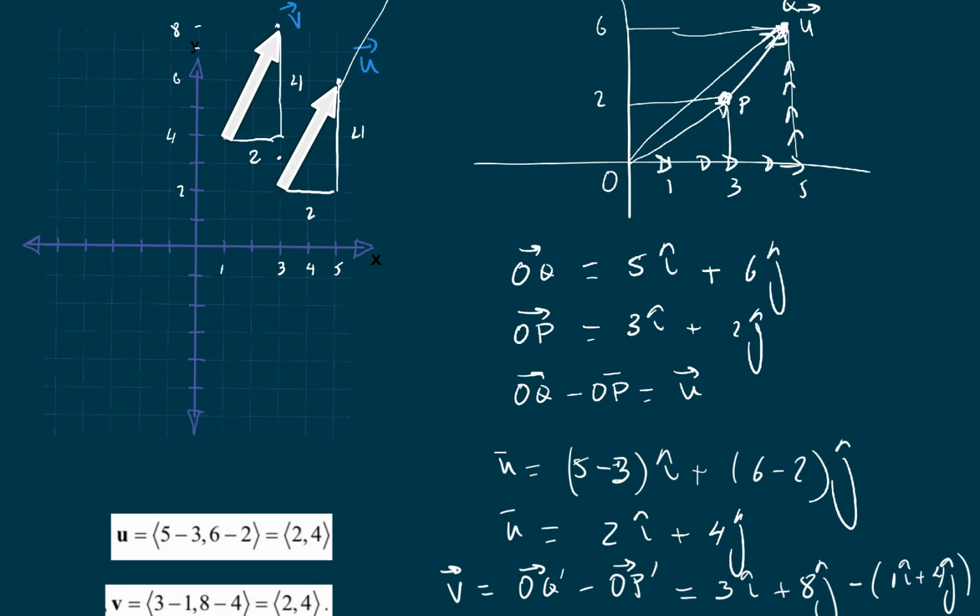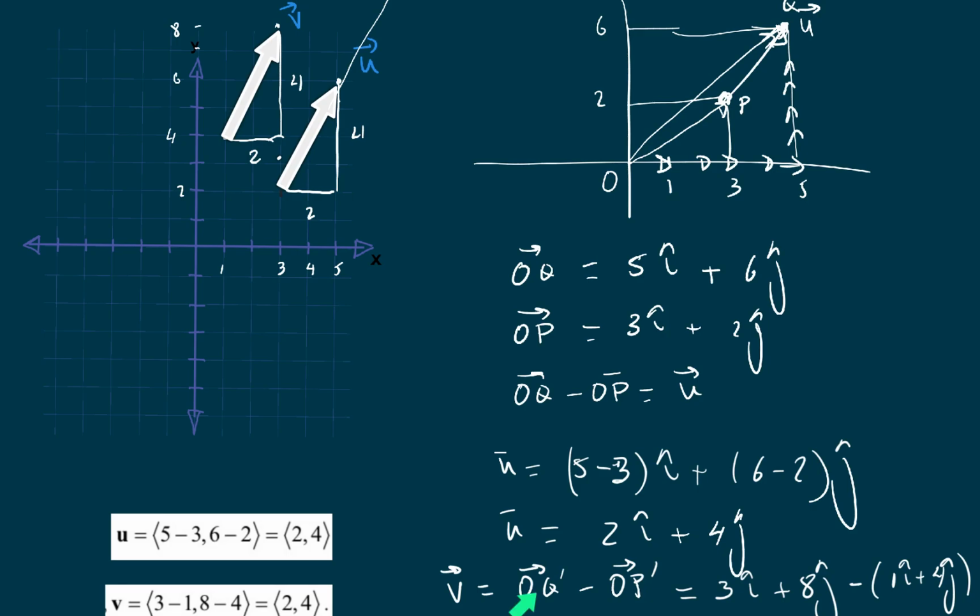Of course, we can find the vector v. How will we find it? Let's say this is the point q prime, and this is the point p prime. The vector v goes from p prime to q prime. How will we obtain v? V is OQ prime minus OP prime. It is exactly the same thing as here, OQ minus OP, the vector that goes from P to Q.